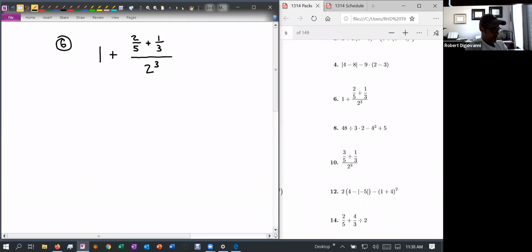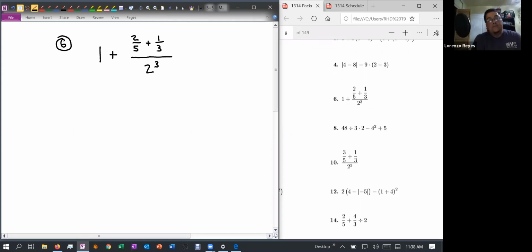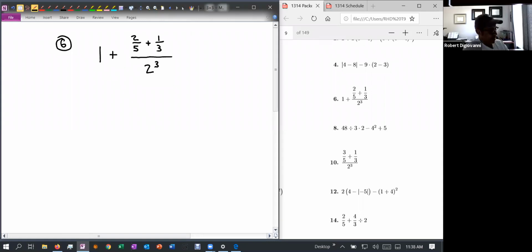All right, order of operations. So parentheses. Do we see any parentheses? No. However, when you have something like this, this is what we call a complex fraction, because it's a fraction with fractions within the fraction. So it's like a complicated fraction, so we call it a complex fraction.